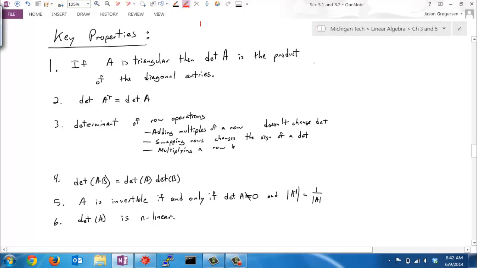Okay, so we've talked about the first one. If we have a triangular matrix, all we have to do is take the diagonal elements. We've talked about the second one. The determinant of A transpose is the same thing as the determinant of A. And then the third, fourth, and fifth are all kind of related. They all really come one after the other. I would say this is the most important one.